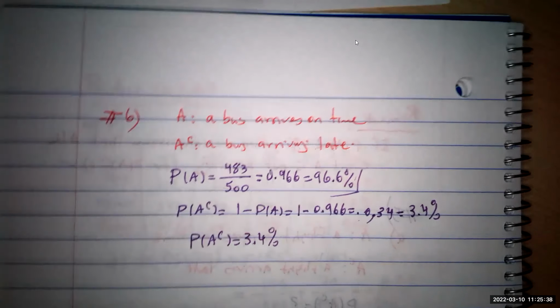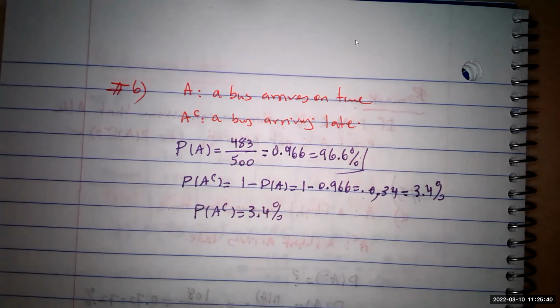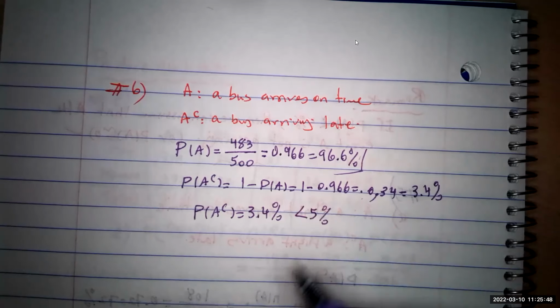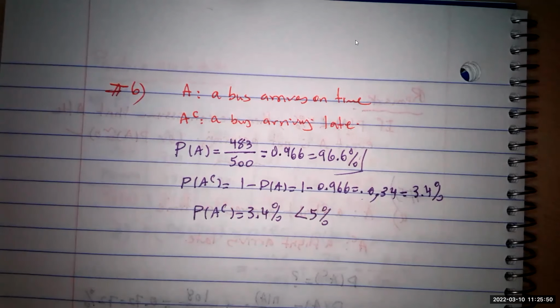You see this one? This is the probability of getting a late arrival, which is very much less than 5%. Since it's less than 5%, it's like 0. We can see this one like 0. So this means the probability of getting a late arrival is almost 0.